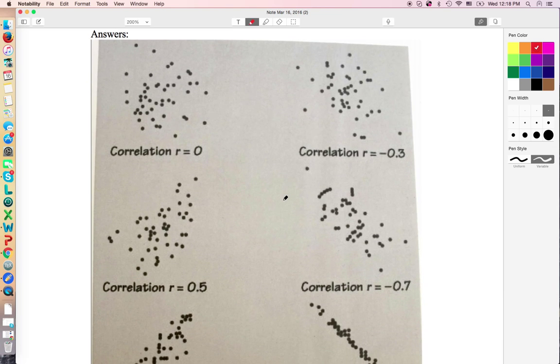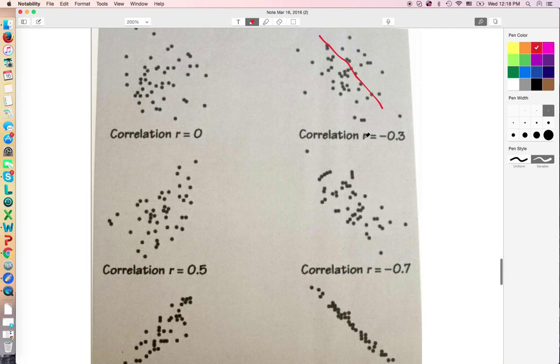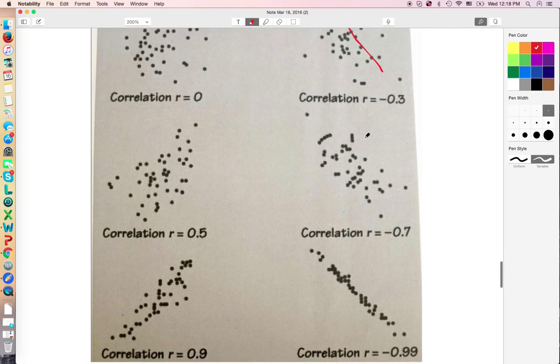Okay, here come the answers. So the first one, we have a correlation of 0. This looks pretty much like random scatter. The one to the right, we do have some sort of negative correlation. We would put a line that goes down like this, but there's a lot of scatter about that line, so we know the correlation's value is going to be pretty low, and the actual value is negative 0.3.